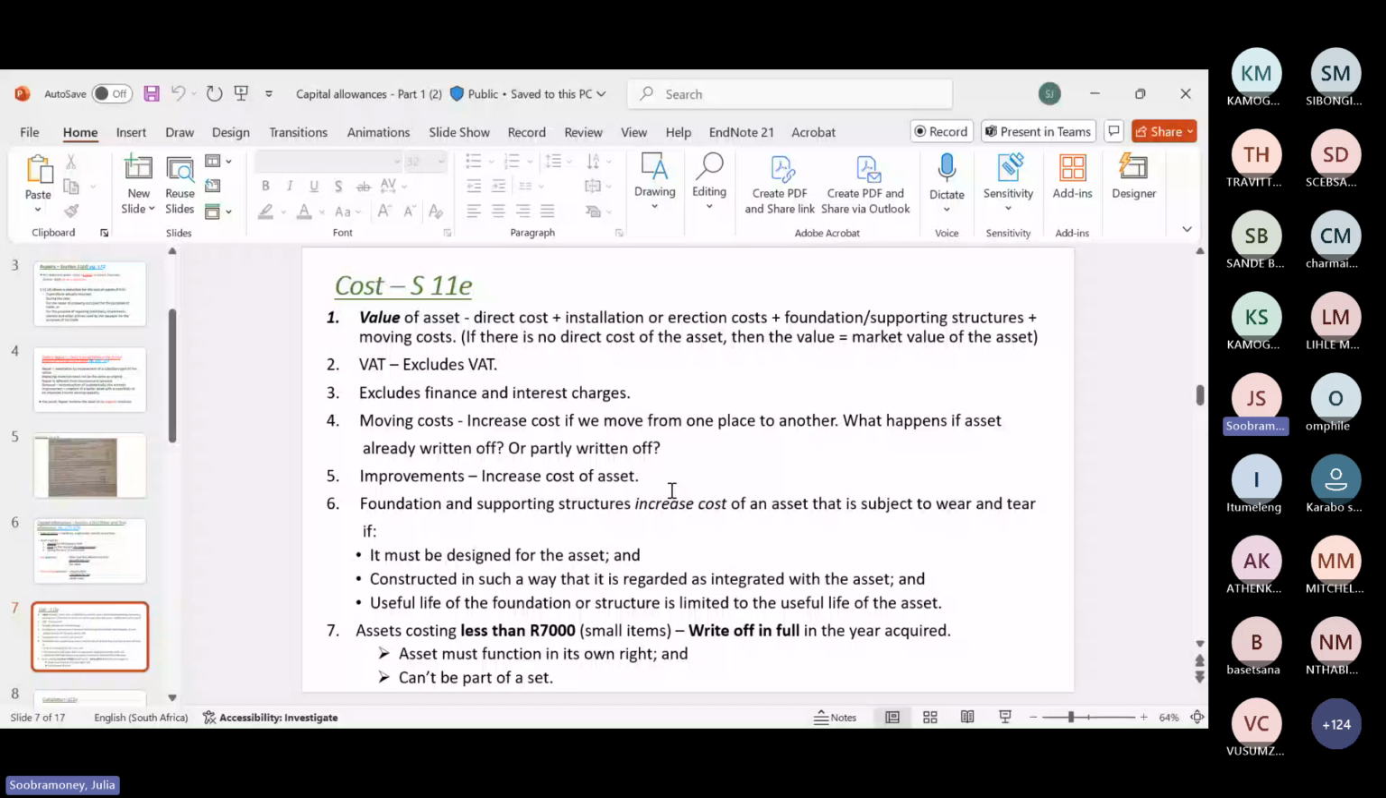For tax purposes, finance and interest charges are taxed separately. So you will never ever include finance charges and interest charges in the cost price of an asset. So remember that. Moving cost. Very important. What happens if I have to move from one factory to another?